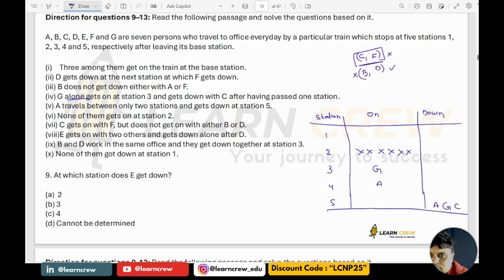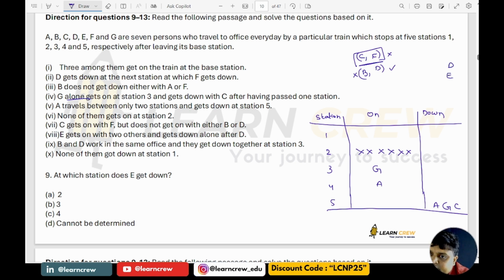Next, B and D, where is that? E gets on with 2 others and gets down alone after D. E gets down alone after D. This is what is given.